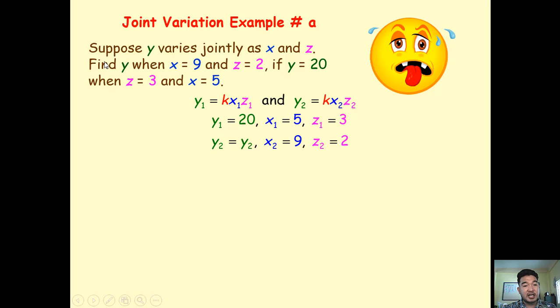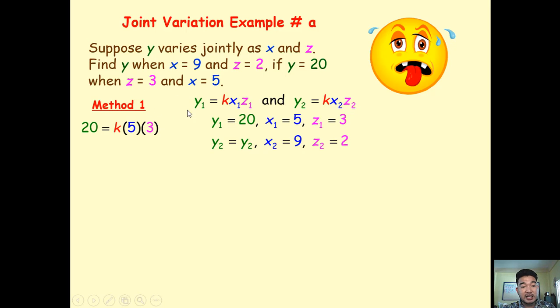So this will be our second equation. Y sub 2 is equal to y sub 2, yun pa rin siya. X sub 2 is equal to 9. Then z sub 2 is equal to 2. Meaning, dahil kompleto yung ating first equation, we can solve for k using the first equation. Okay. Method 1.